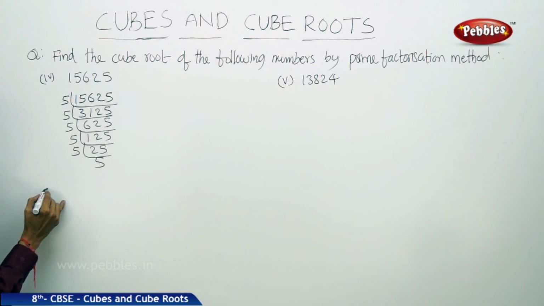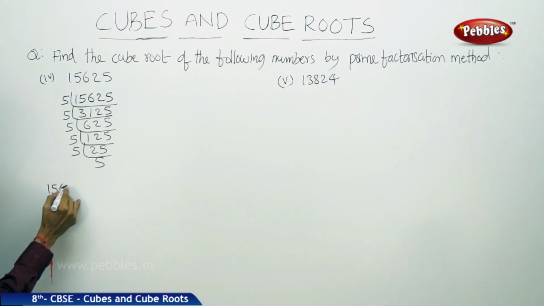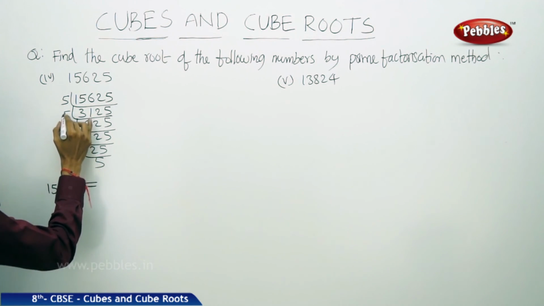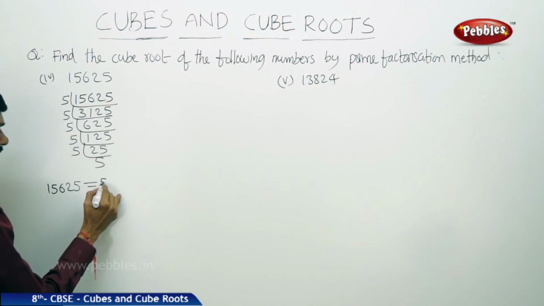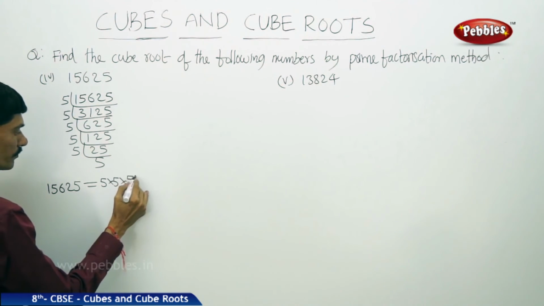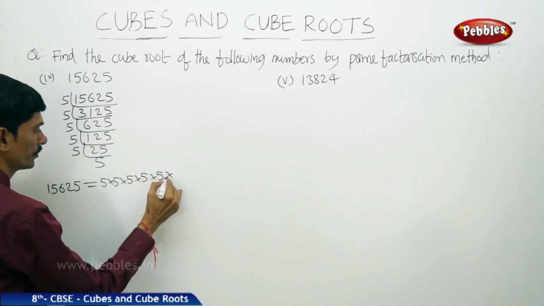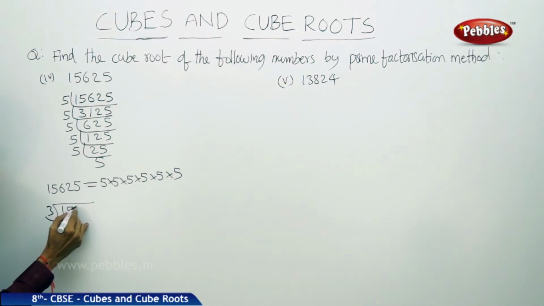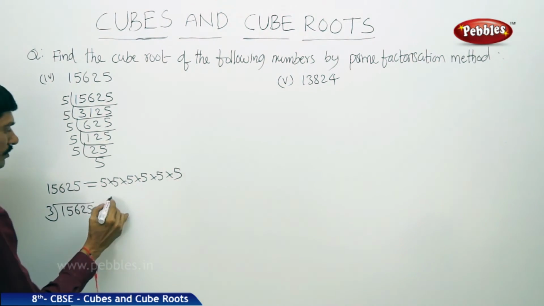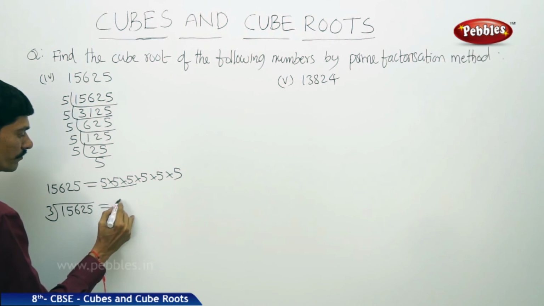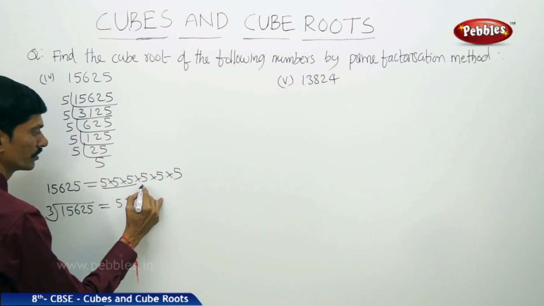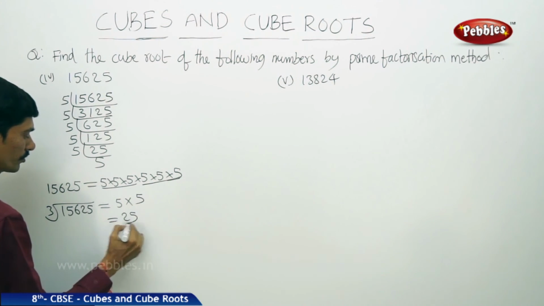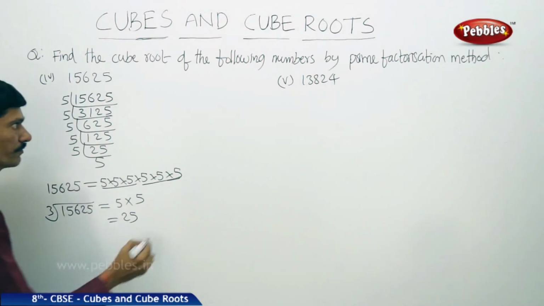Now 15,625 equals 5 into 5 into 5 into 5 into 5 into 5. Now the cube root of 15,625 equals, for these 3 5's we can take one 5, and for these 3 5's we can take another 5. So this equals 25. So the cube root of 15,625 is 25.